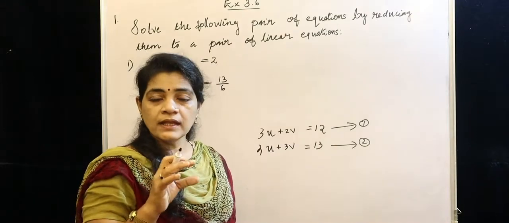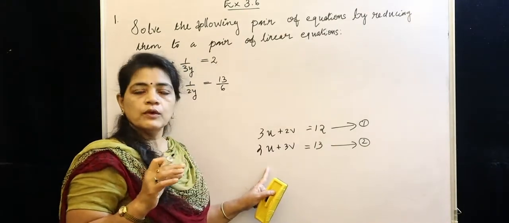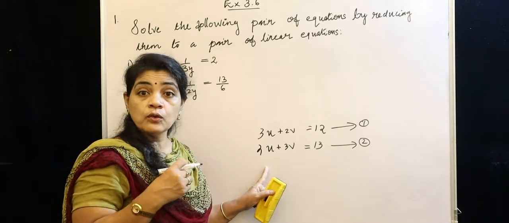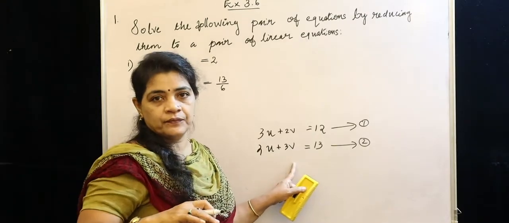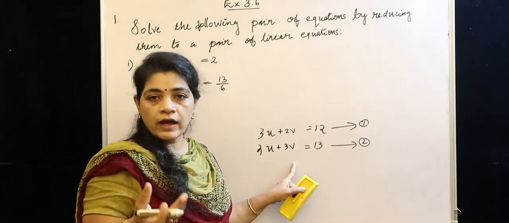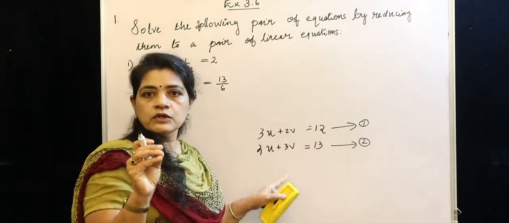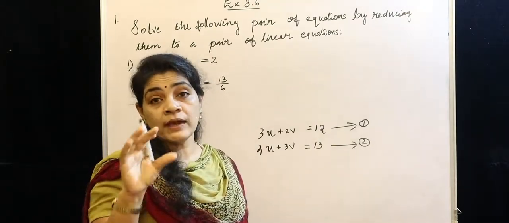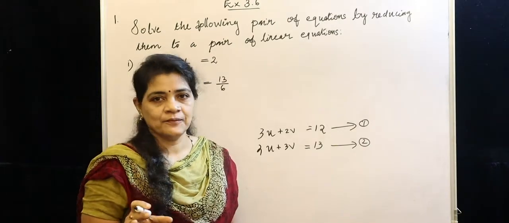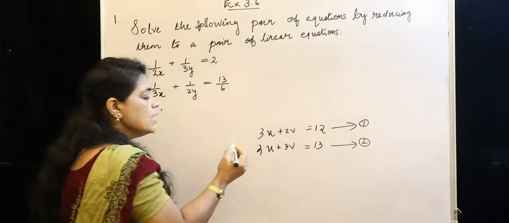I am going to make the coefficient of u the same. You can make the coefficient of u or v the same. That doesn't affect the value of u and v. But I am going to make the coefficient of u the same. For that, this is the rule.